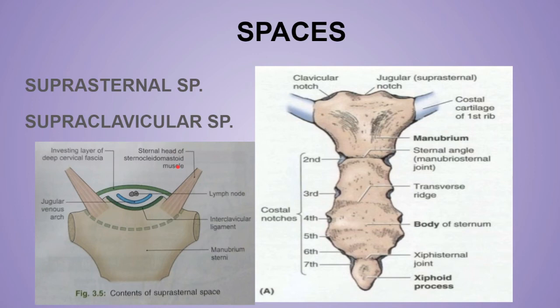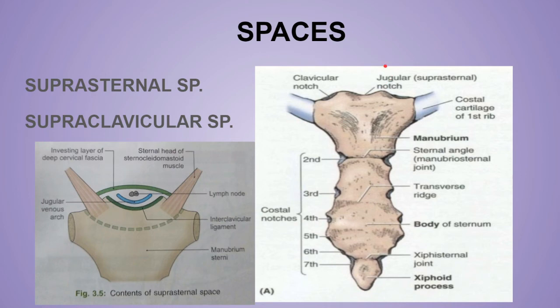Now third and the last is the spaces. It encloses mainly two spaces, that is the suprasternal space and the supraclavicular space. First of all, let's talk about the suprasternal space, or the space of Burns. Remember, the suprasternal space is also known as the space of Burns.